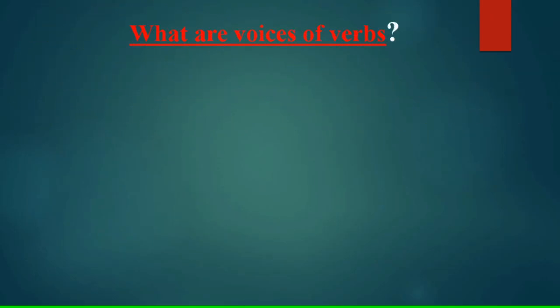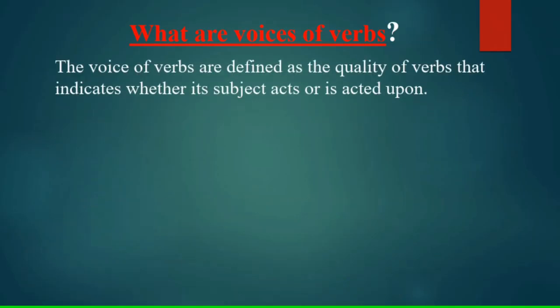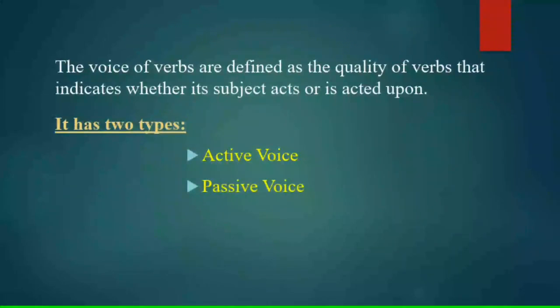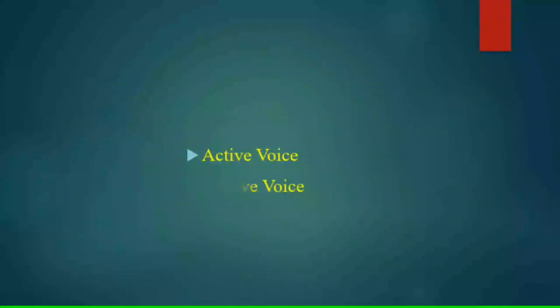So what are voices of verbs? The voice of verbs are defined as the quality of verbs that indicates whether its subject acts or is acted upon. It has two types, active voice and passive voice. So first, we will know about active voice.